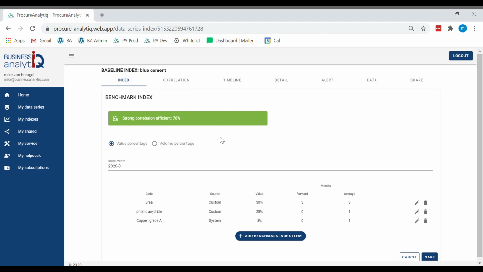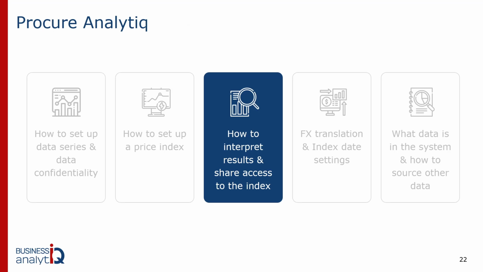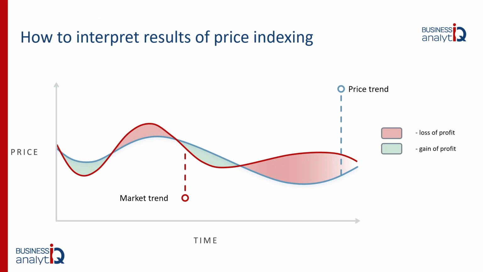In terms of correlations, my experience is that anything over 65% in terms of correlation starts to become usable. Ideally, you get over 70%. It's very rare for cost drivers to get over 80%. And that really is the process of setting up benchmarks. The next part of ProcureAnalytiq we will take a look at is how to interpret the results and share access to the indexes you've created. The main aim of ProcureAnalytiq is to lead to actionable insight, and we will cover this in the next demonstration of ProcureAnalytiq.